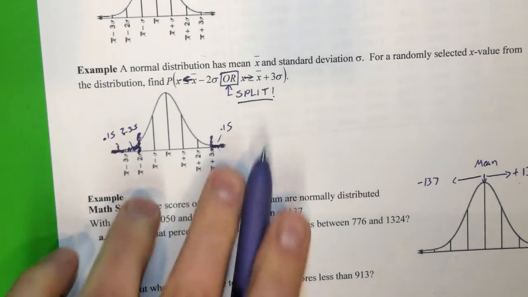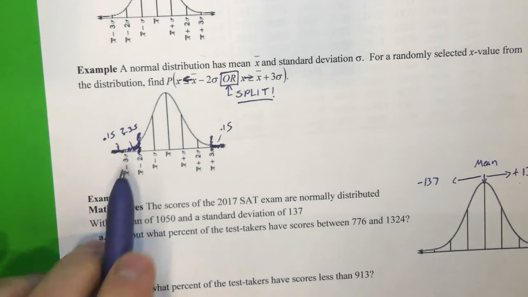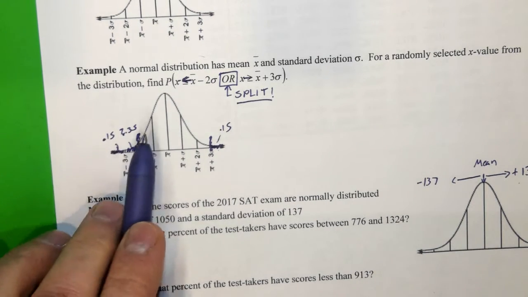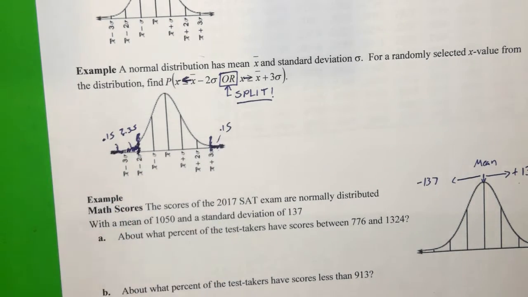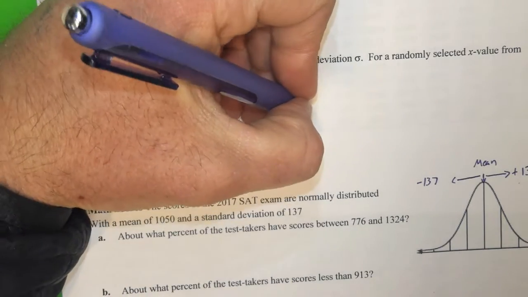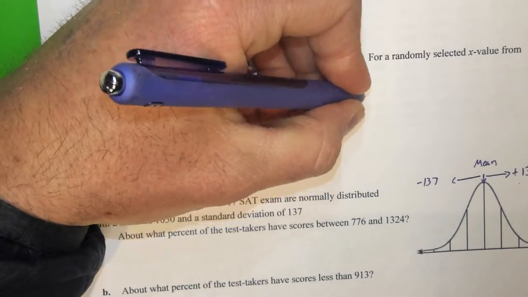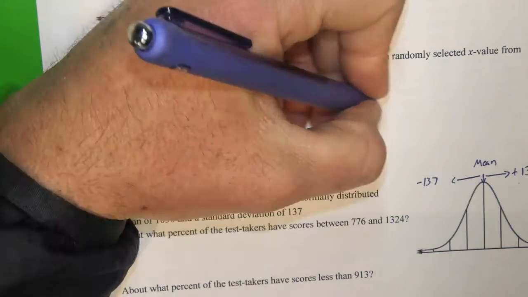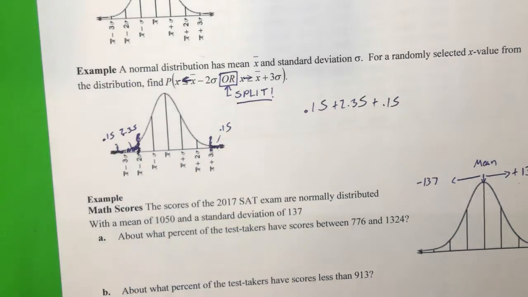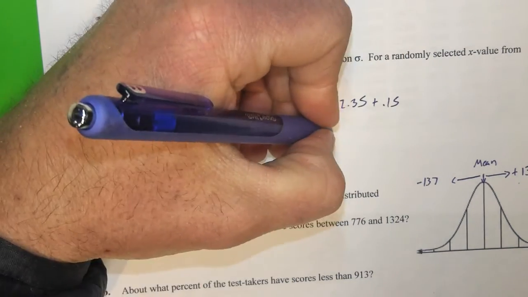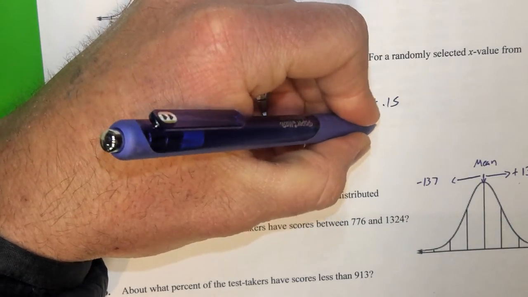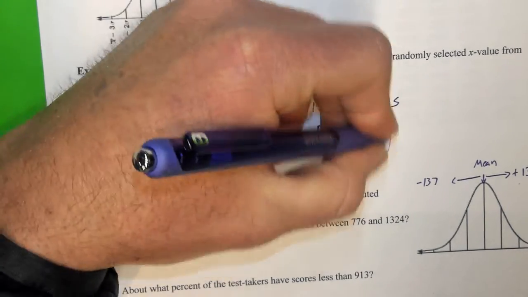I am going to add up all of these percentages together. Even though they're shading on the left and then all the way over here on the right, I'm still going to add them all up as if they were right next to each other. So my 0.15 and my 2.35 from the left will get added with the other 0.15 from the right. And that is going to give us our answer of 2.65%. Please make sure you include your percentage sign.